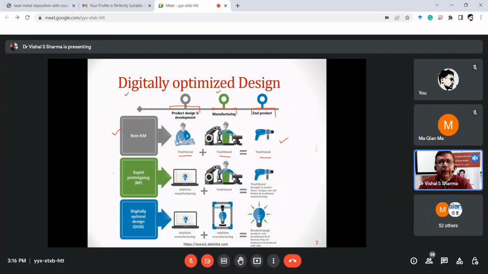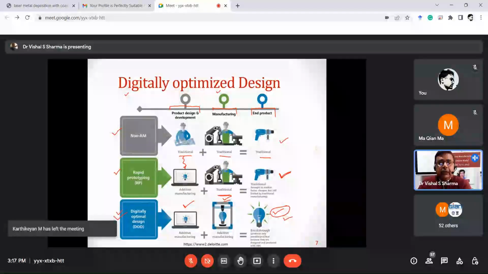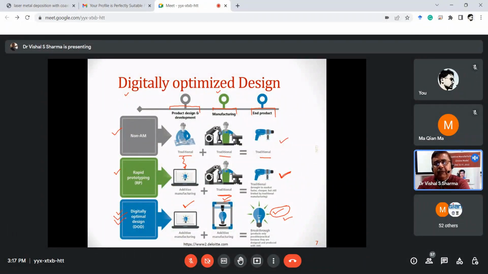If we compare it to rapid prototyping, rapid prototyping means the R&D part is done by rapid prototyping, but the manufacturing is still the conventional one. So there is no change as such in the shape and size of the final product. But now in digitally optimized design, the product design and development is also done using 3D printing. Manufacturing, rapid manufacturing, is done using 3D printing, additive manufacturing. So whatever we think, whatever design we give, we can print. So very creative designs we are able to print using this technology. And most of the time we want to work now in this domain, the digitally optimized design phase.